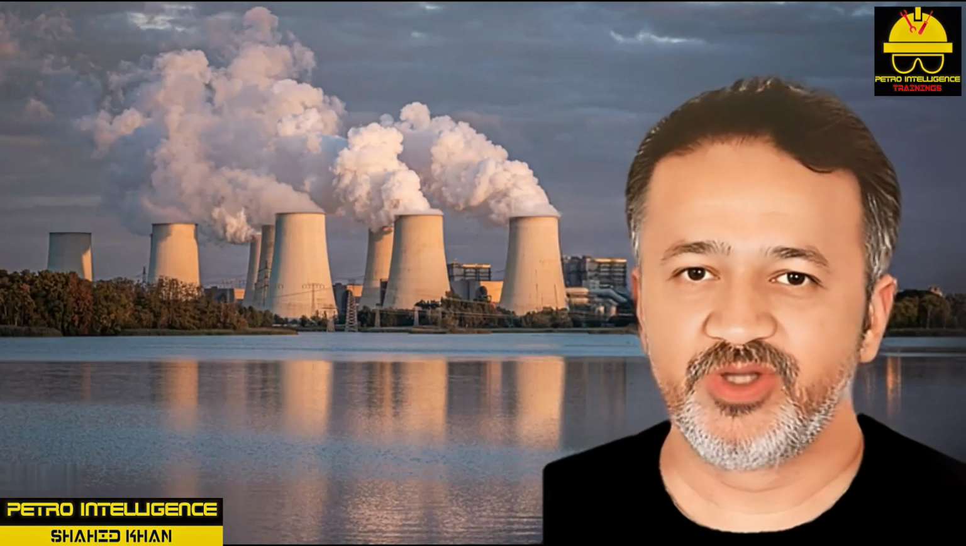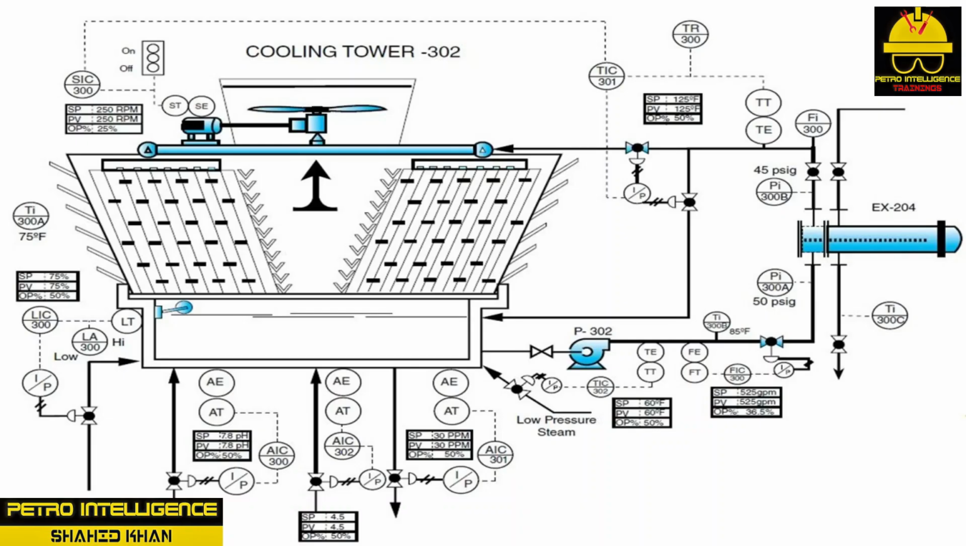Fan Speed and Temperature Control, SIC 300 Speed Indicating Controller. The speed on the fan is set at 250 RPM and can be adjusted by the technician. An on-off switch is also located near the motor.